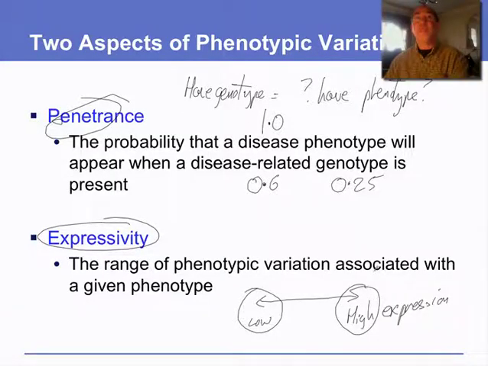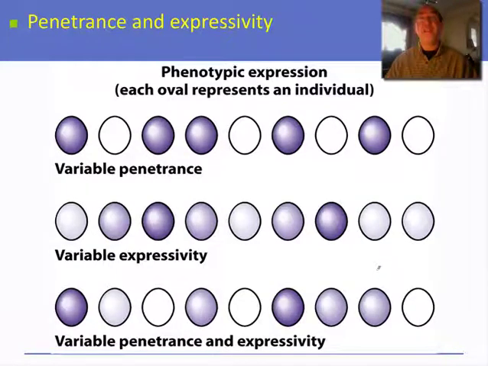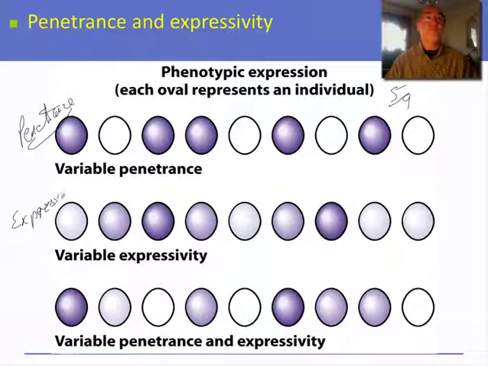You can combine both penetrance and expressivity in this diagram here. This top diagram shows only penetrance, and we see that out of 9 individuals, only 1, 2, 3, 4, 5, so the penetrance here is going to be 5/9. And this middle diagram is expressivity, and you can see the different shading, and here is very low expressivity, and here is very high expressivity, and you can see individuals have different levels of everything.